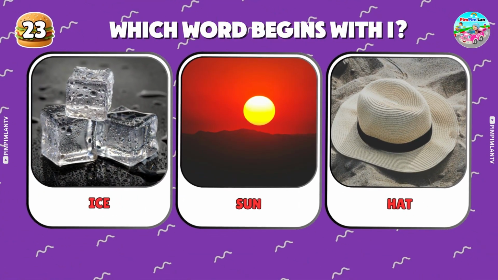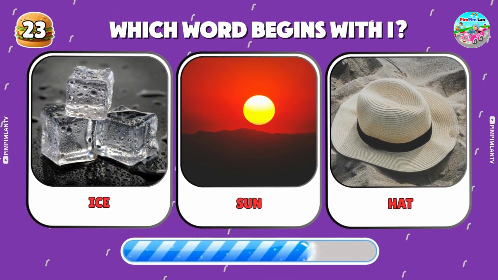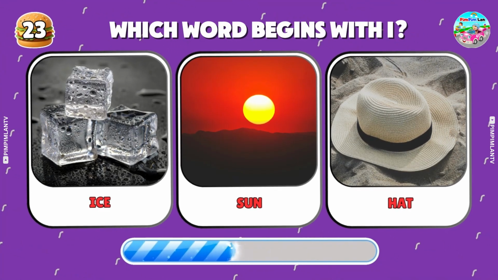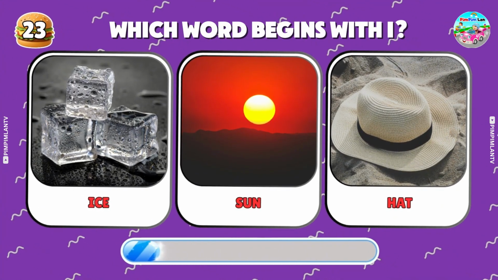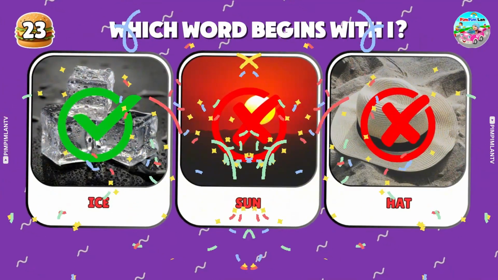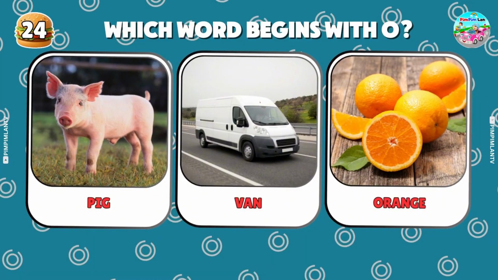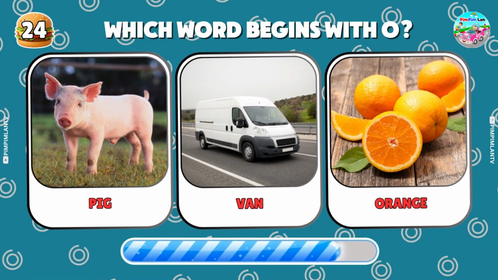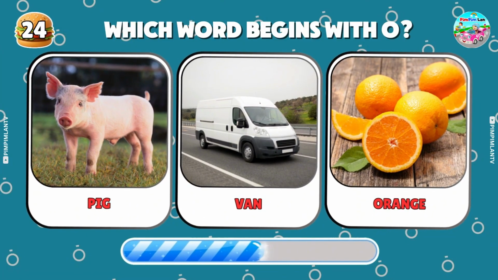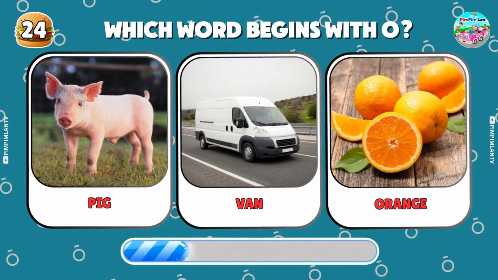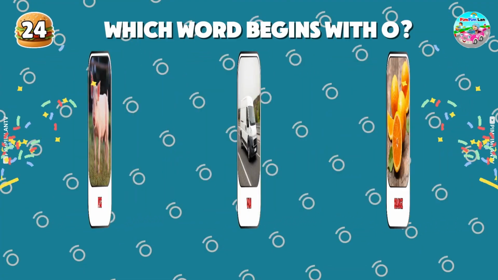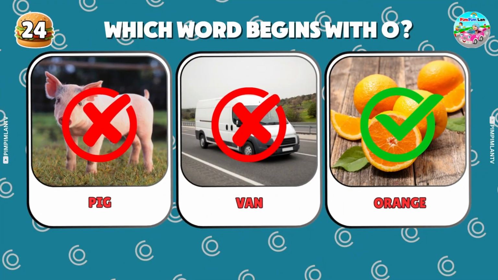Which word begins with I? Ice starts things off cold and clear with I. Which word begins with O? Orange is juicy proof of the O sound.